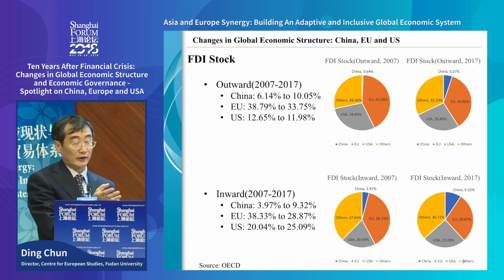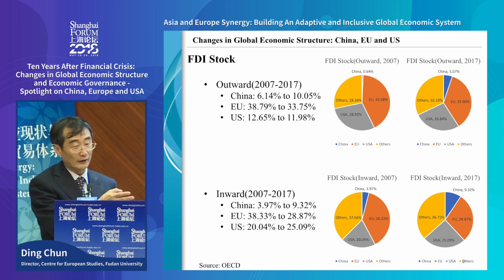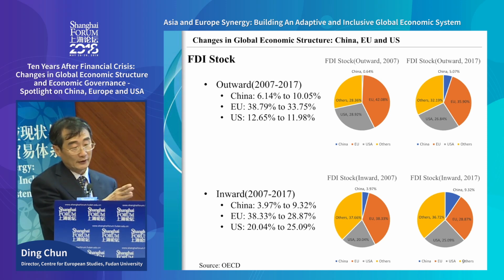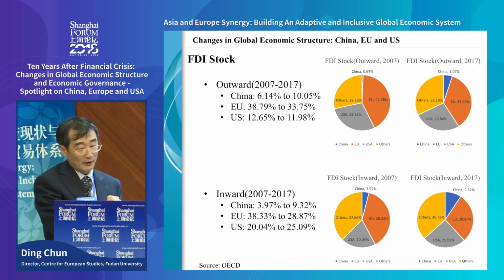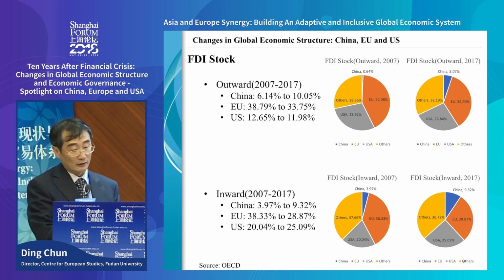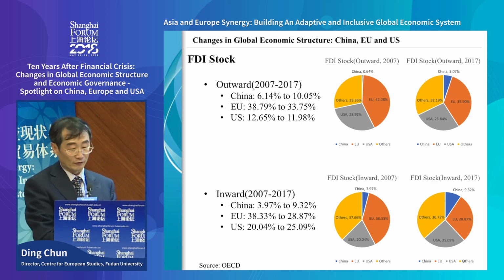And then when we switch to the FDI stock, inward and outward, it also shows almost the same trend. By outward, China almost doubled, and the EU shrank a little bit. The US almost remained at the level it had 10 years ago. And then by inward, China increased domestically. You can see in 2007 that's almost 4%, but by 2017, that's around 10%. The EU had a very significant drop from 38 to 28, and then the US had a little increase from 20% to 25.